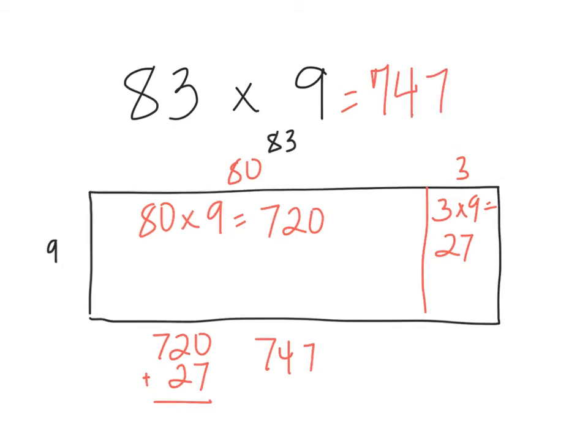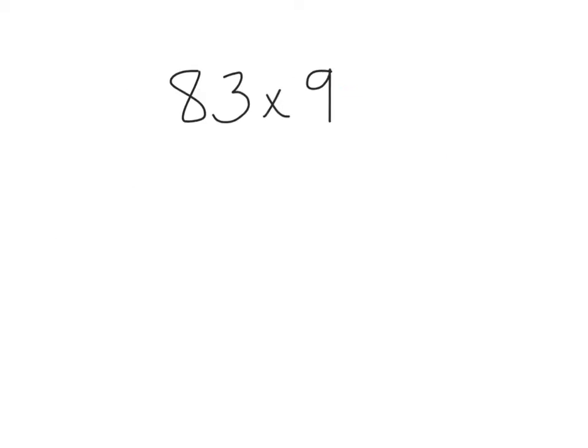I want to show you a slightly different way to solve this. Still using the break apart strategy, but not necessarily drawing a picture. Exactly the same as this. There's my 80 times 9, and there's my 3 times 9. I've just made a visual picture of this. Okay, what I can do here is I'm going to rewrite 83 times 9. I'm going to write it vertically. I like writing my multiplication problems vertically. Same with addition, subtraction, division, all of them. And next to it, I'm going to break them apart into their place values. 83 is the same thing as 80 plus 3, and 9 is just 9.